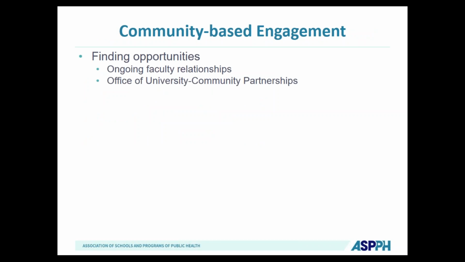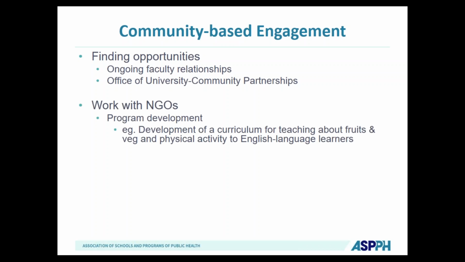So one of the challenges to think about is how do you make these matches? How do you find organizations? How do you find opportunities for students? For me, I've often built on my ongoing relationships. For example, many of us are on boards or are associated with NGOs that would be very excited to have students help them in various capacities. Many universities may also have offices that are focused on creating university and community partnerships, and those often will help match students with opportunities in the community.